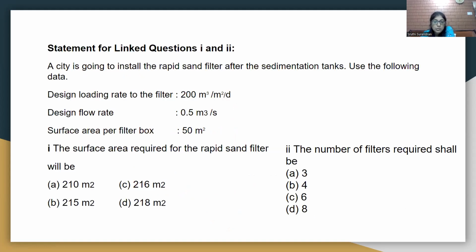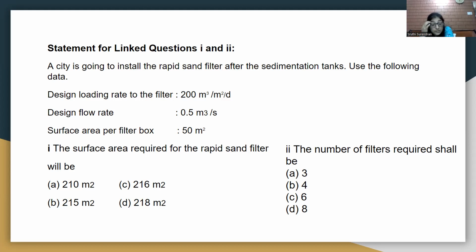Now here again, there are 2 questions based on some data provided. You need to find the answers for that. The city is going to install rapid sand filters using the following data. Loading rate is 200 meter cube per meter square per day. Flow rate is 0.5 meter cube per second. Surface area for each filter box is 50 meter square. So they're asking the surface area required for the rapid sand filter will be.